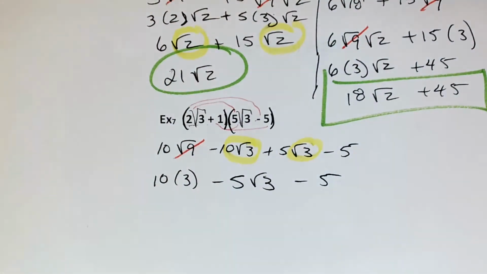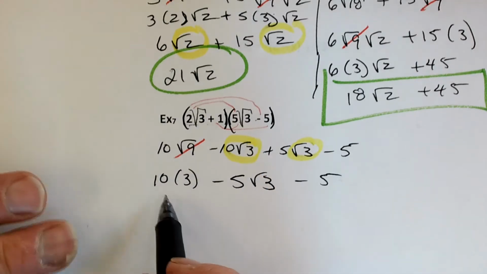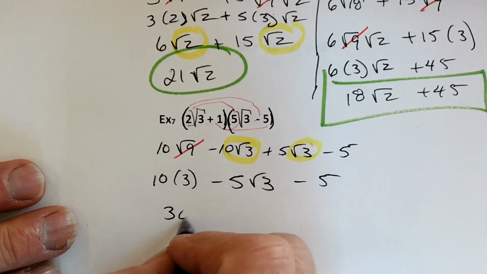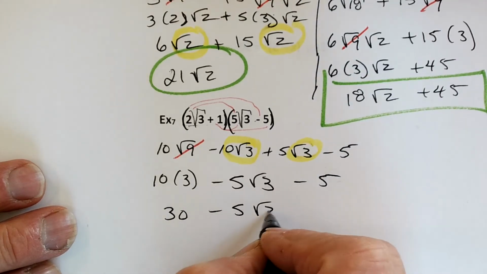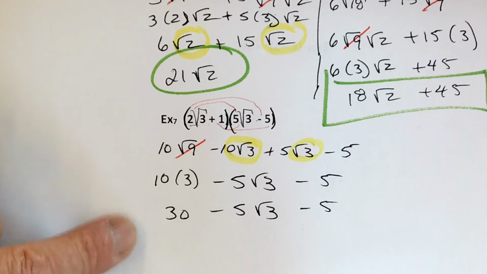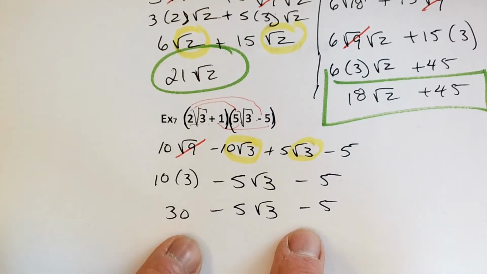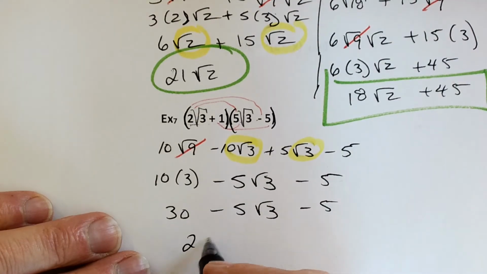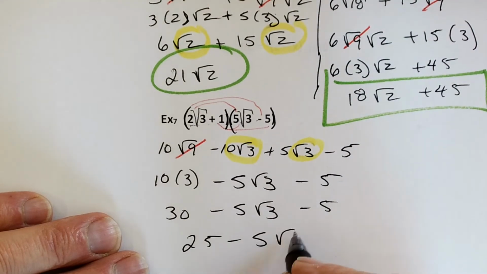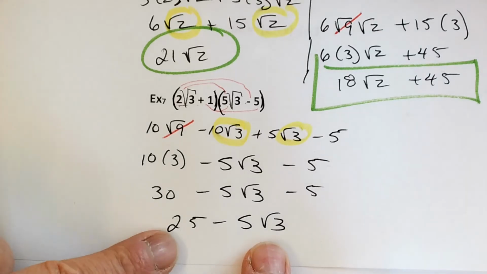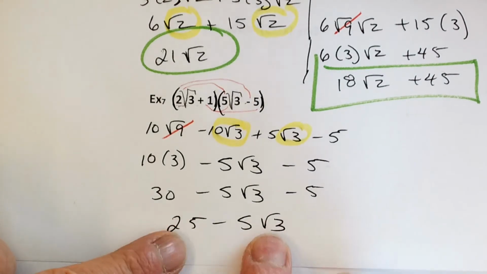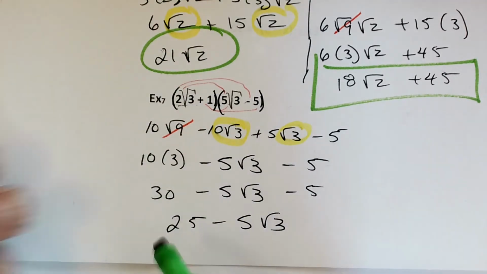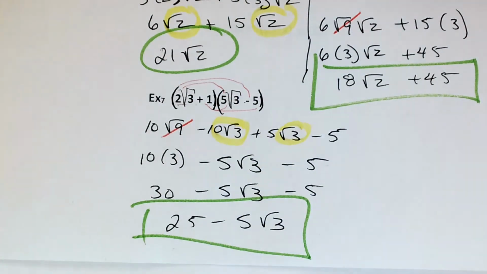Okay? I'm getting there. Well, those are whole numbers, right? That's 30. So all I do is just make that 30. And now finally, whole number with whole number. 30 minus 5 is going to be a 25 minus 5 square root of 3. Now, can I do more? No, because if they're not the same, I can't add or subtract them. Can't do any more. They're not the same, so I'm done.